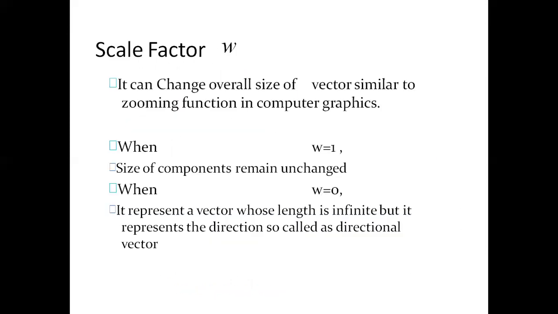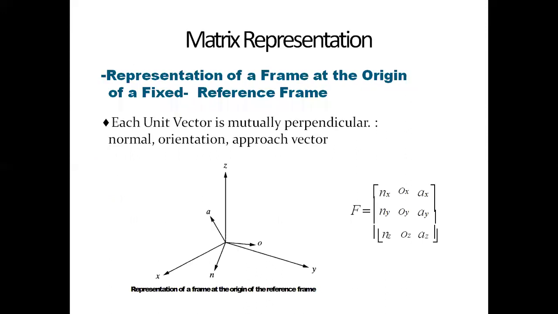So next thing, scale factor. We have to define what is scale factor W. It can change the overall size of a vector, similar to the zooming function in computer graphics. It depends on the factors. It can be either 1 or 0. When W is equivalent to 1, what will happen? The size of components will remain unchanged. Similarly, when W is equal to 0, it represents a vector whose length is infinite, but it represents the direction, so it's called a directional vector.